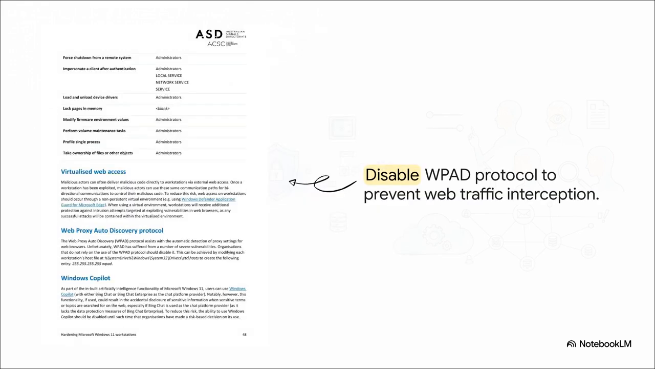To lock things down even further, official guidance also suggests disabling vulnerable protocols like WPAD and turning off Windows Copilot if the secure Bing Chat Enterprise version isn't available. The reasoning here is pretty straightforward. Malicious actors frequently exploit the WPAD protocol to silently intercept web traffic. Furthermore, standard Copilot searches can accidentally leak highly sensitive search terms straight to the cloud. If you are communicating with dissidents or researching sensitive topics, that is a massive risk.